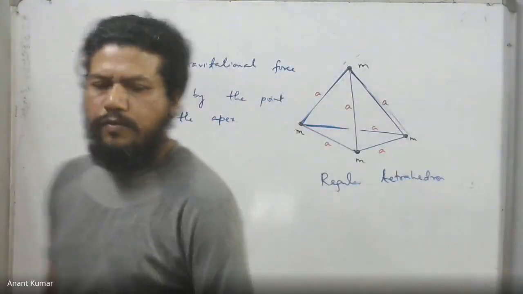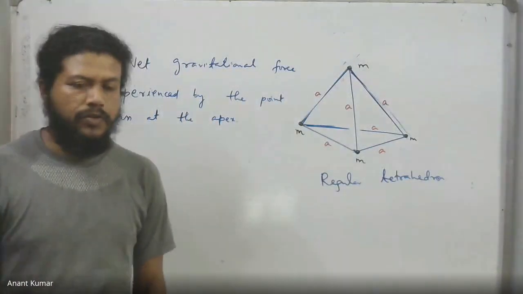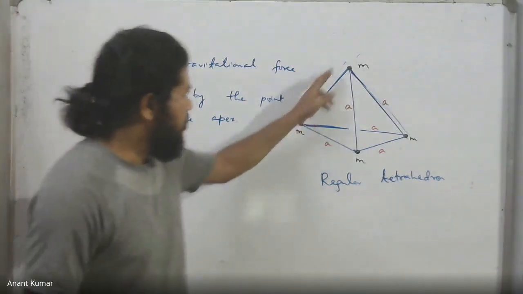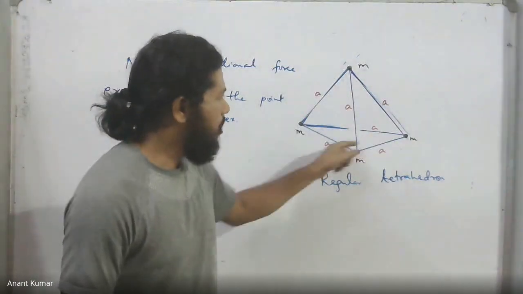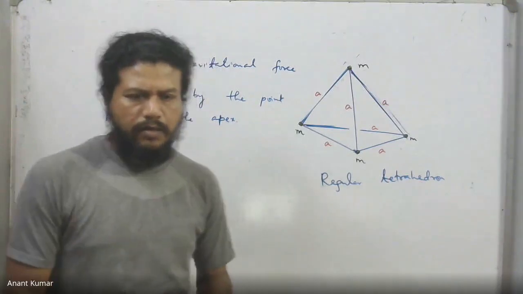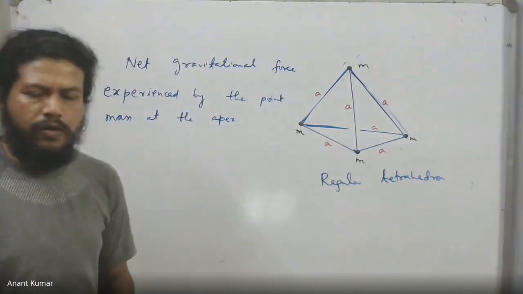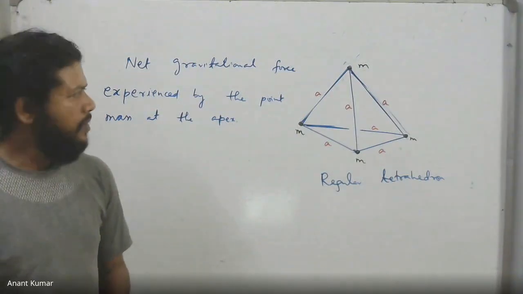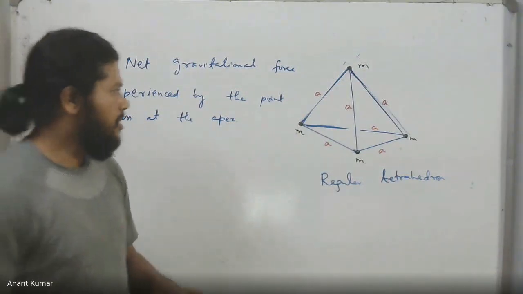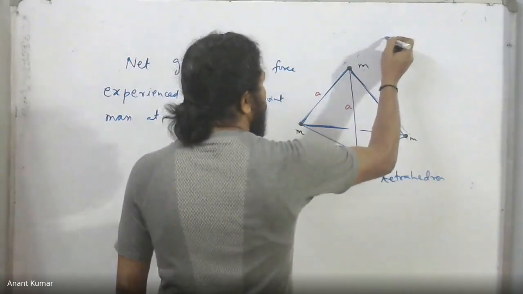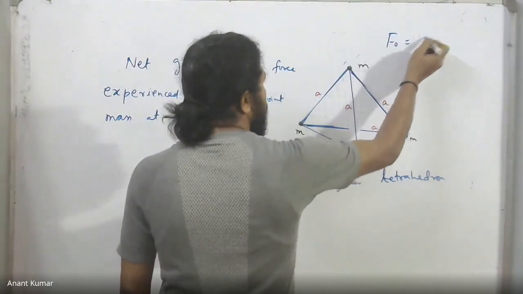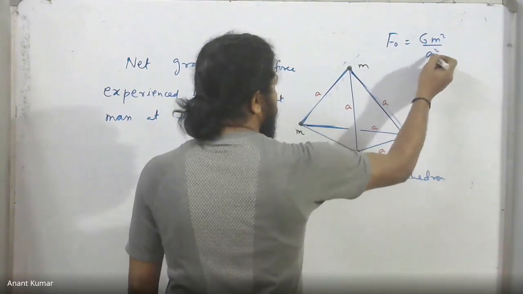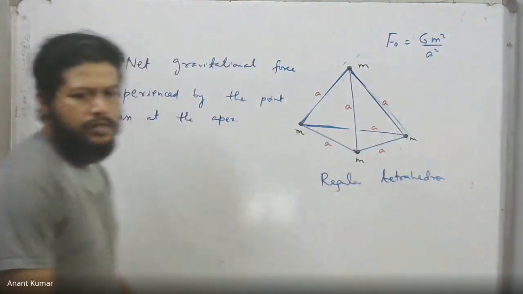No, it's a regular figure. Angle you have to figure out, Shubham. The base is an equilateral triangle. This one is an equilateral triangle. That is an equilateral triangle. All the four triangles are equilateral, the base one and the three side triangles. You have to express the answer in terms of, let's say we just call F naught as Gm square upon a square. So express the answer in terms of F naught.